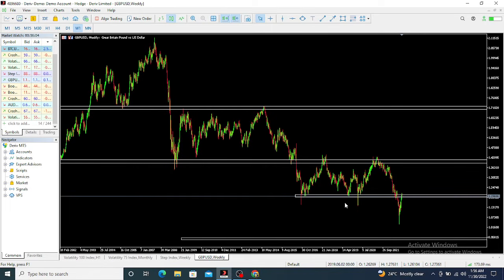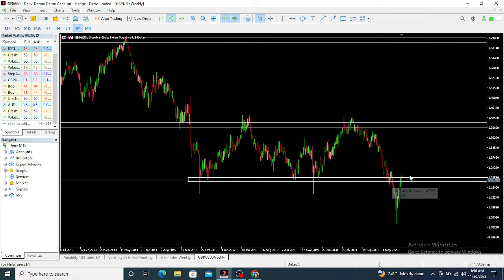Nothing really much here on the weekly time frame. Currently the market is here, so we'll be looking forward for the market to continue on the downtrend, either react at this spot here and continue going down, or come back to this level here or somewhere here in the middle and start going down. But the overall trend of the market is a downtrend.